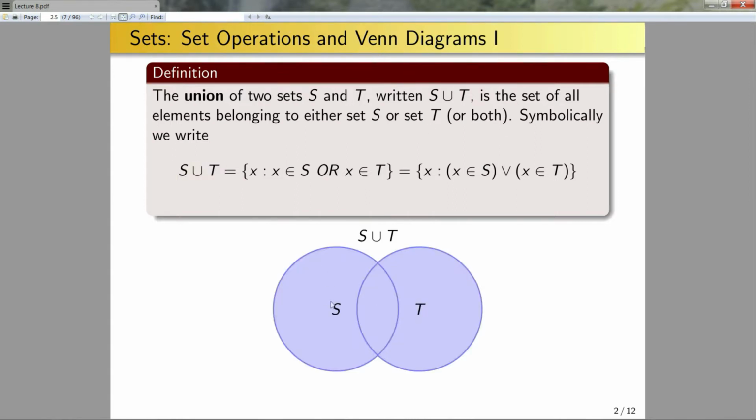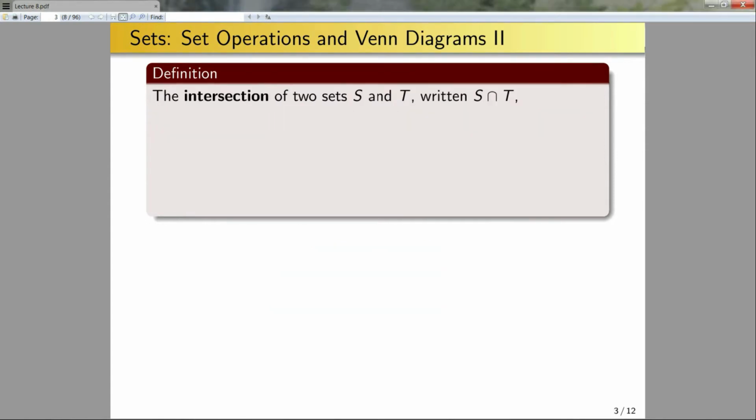So let's examine what S union T would look like in terms of Venn diagrams. Explicitly, if I had this set S here, so S is just the set of all things inside this little bubble, and if I had the set T here, so T is just the set of all things inside this bubble, S union T would simply be all of the shaded stuff. So now let's look at a new operation. The intersection of two sets S and T, written S ∩ T, is simply the set of all elements belonging to the set S and the set T.